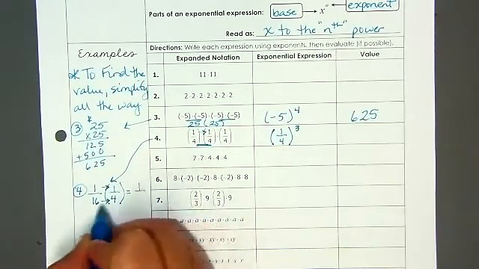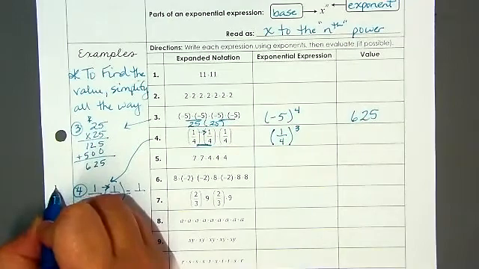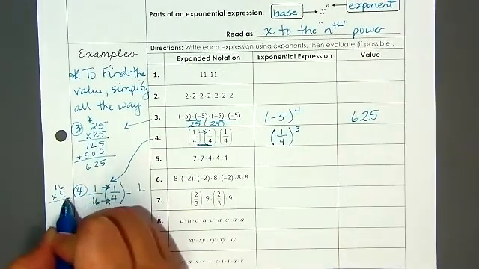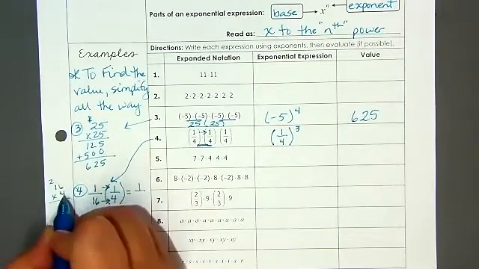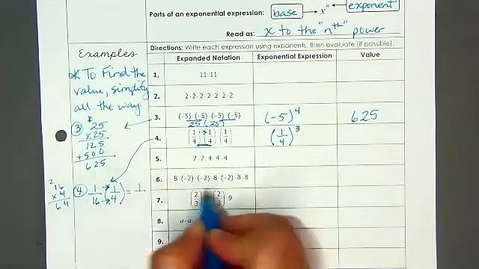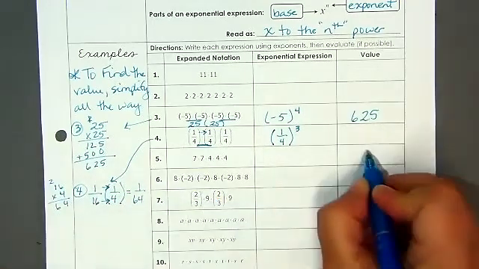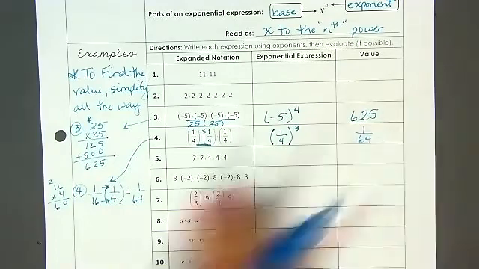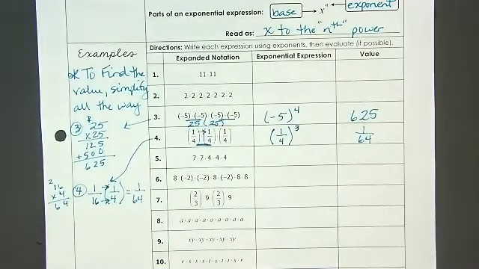1 times 1 is 1. 16 times 4. I'm not sure about that, so I'm coming over here and doing that calculation. 4 times 6 is 24. Carry my 2. 4 times 1 plus 2 is 6, giving 64. So we now have my value of 1/64. Notice I have calculations for these two. You must show that work.